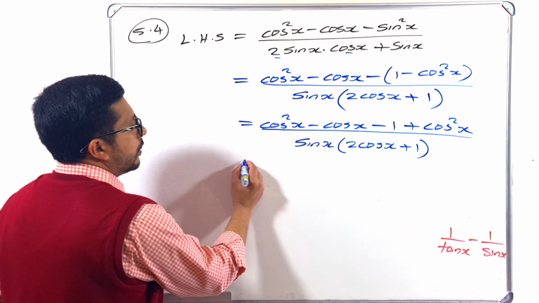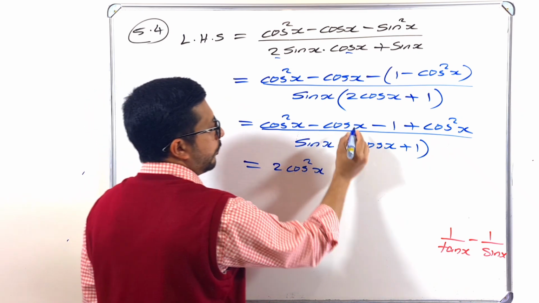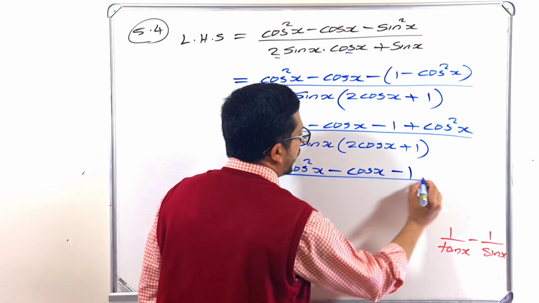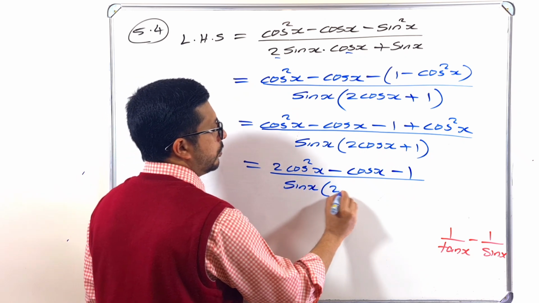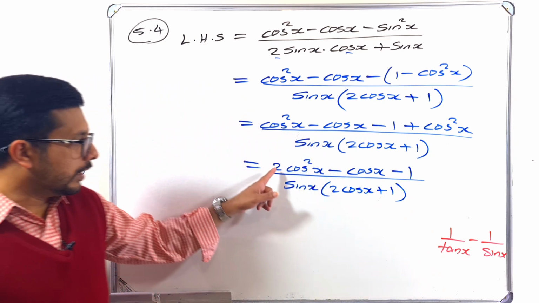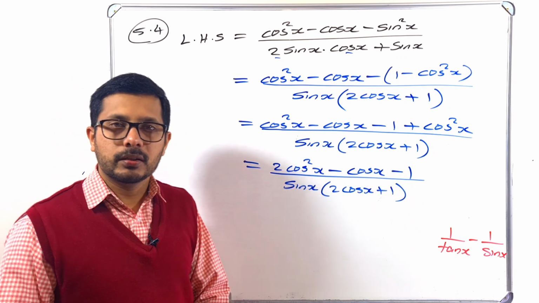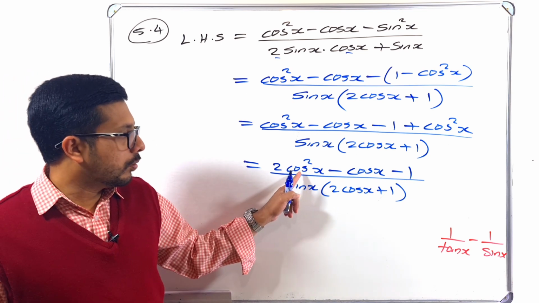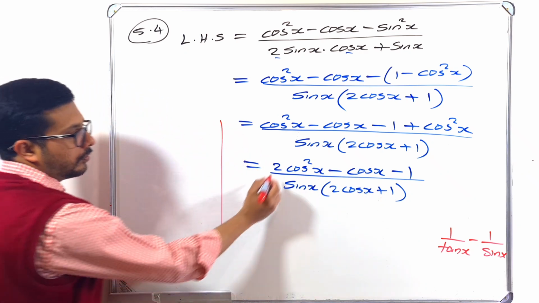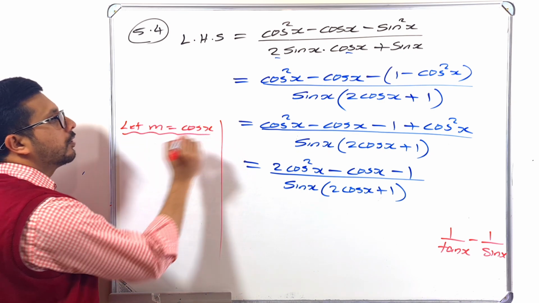Anyway let's see. Now cos squared x plus cos squared x is 2 cos squared x, then minus cos x, then minus 1, the whole divided by sin x into 2 cos x plus 1. So look at the numerator, is it not like a quadratic equation, 2 cos squared x minus cos x minus 1. Let m be equal to cos x, I call m as cos x.